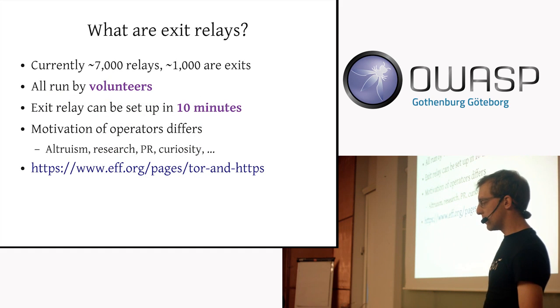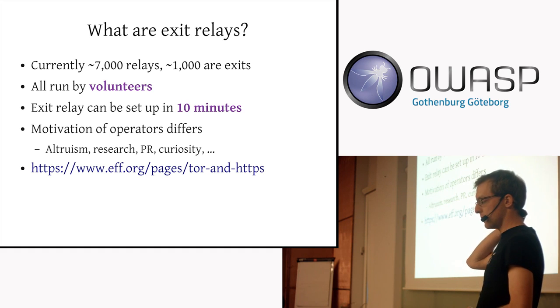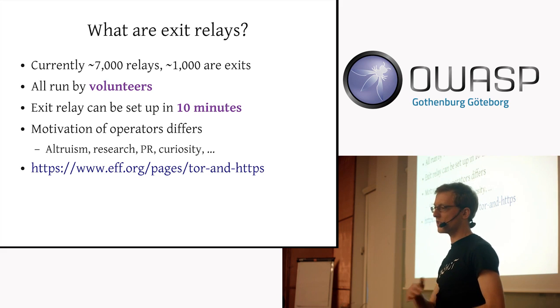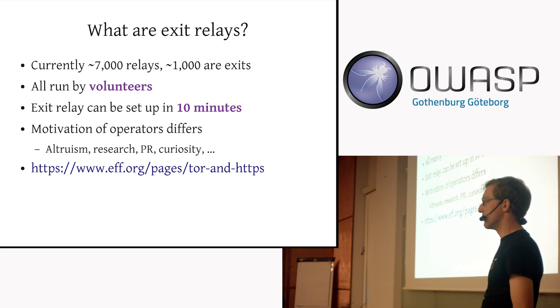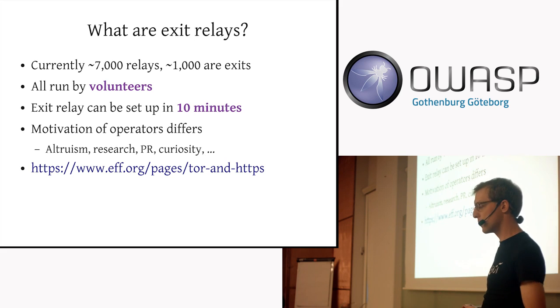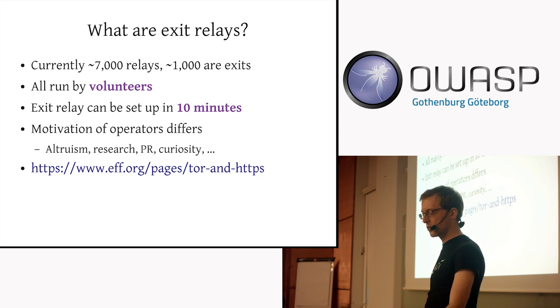And as I already said, we do have exit relays, and those are only a small part of the total amount of relays we have. We have approximately 7,000 as of now, which shows continuous growth over the years, and only 1,000 of them are exit relays. They don't show a lot of growth, they remain more or less static over the years. And all of them are run by volunteers. The Tor project typically says that we don't run the network, we only give you the Tor browser, and the rest of the network is run by volunteers.